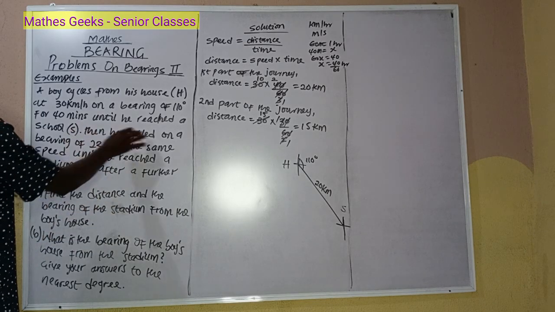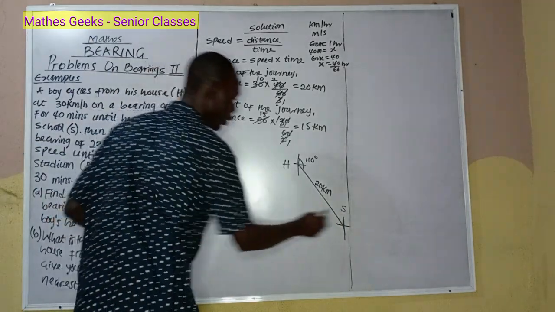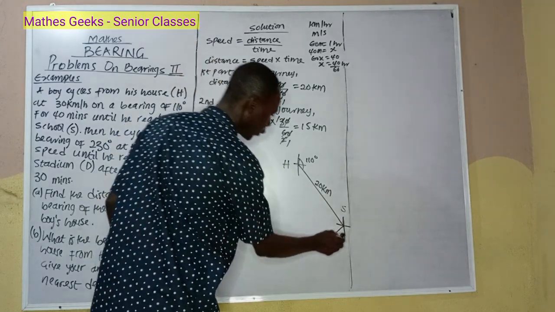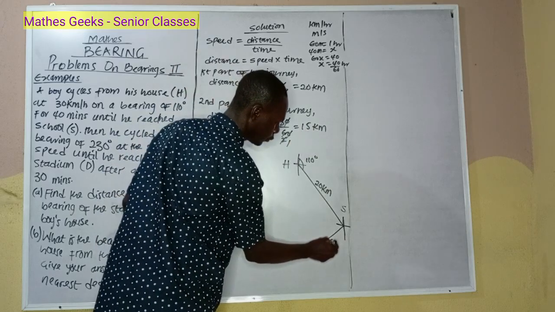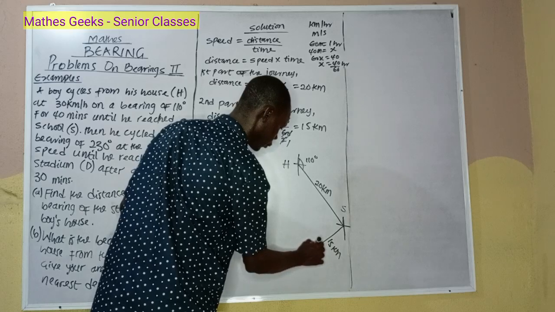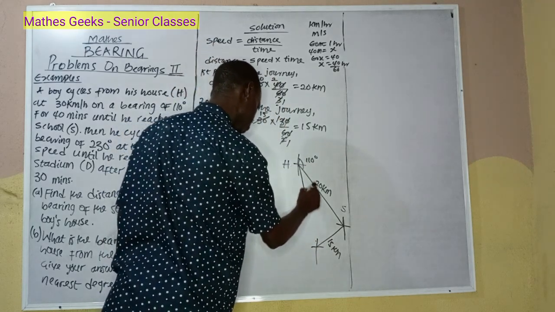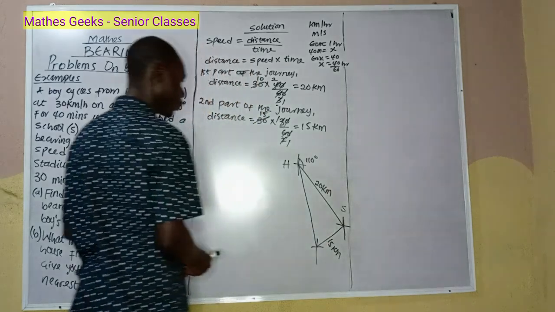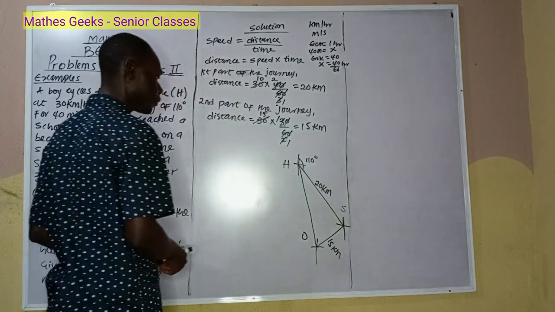And then he circled on a bearing of 230 degrees at the same speed. So from here, 230 degrees will be in this quadrant. It's going to be like this. This line is short because the distance is 15 kilometers. So we join them together. So here is D. What's D?